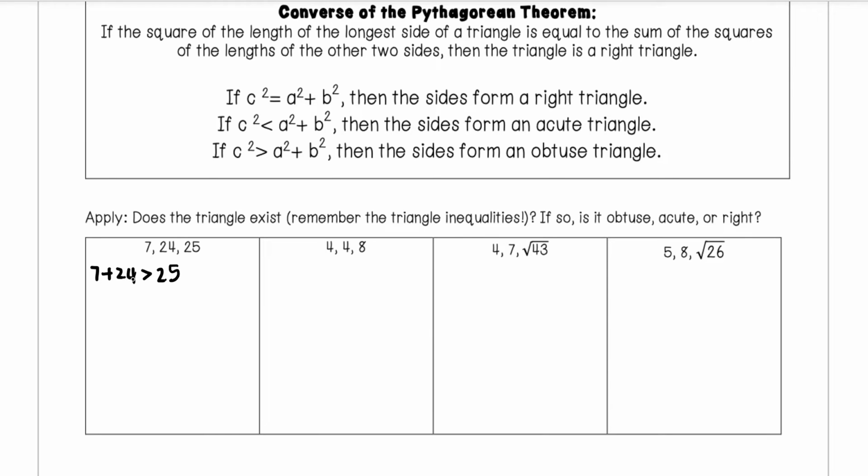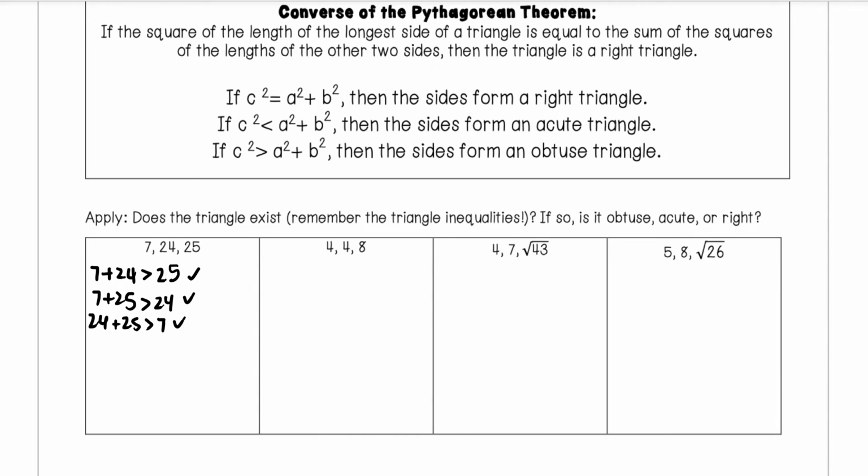So 7 plus 24 would be greater than 25. 7 plus 25 would be greater than 24. And 24 plus 25 would be greater than 7. So our triangle inequality works for all three sets there. So we know that this does form a triangle. But then we have to use this variation of the Pythagorean theorem to determine whether we have a right triangle, an acute triangle, or an obtuse triangle.